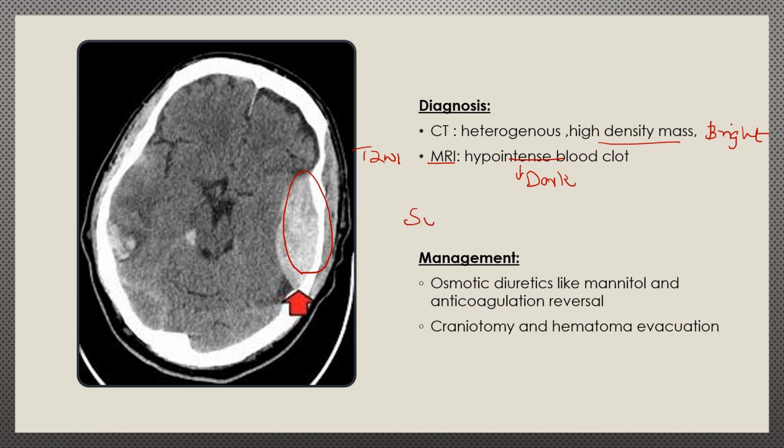We can also find a swirl sign on the CT scan. This is basically an area of low attenuation within a hyperattenuating hematoma. For instance, this is the hematoma, and this inside is the area of low attenuation or low density, which is darker in color as compared to the rest of the hematoma.